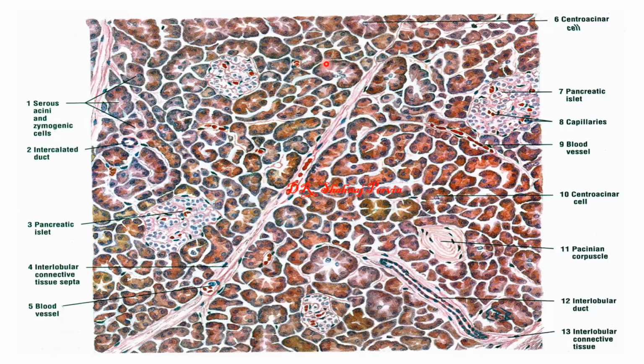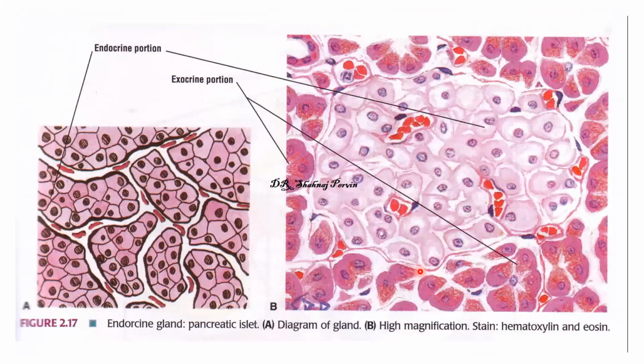Pancreatic acinus secrete the pancreatic enzyme, and this endocrine part, it is scattered between the exocrine part, and it called the islets of Langerhans. It contain the alpha cell that secrete glucagon, beta cell that secrete insulin, and besides these two cells, it has PP cell and delta cell also. So this is the big structure of the pancreatic islets of Langerhans.